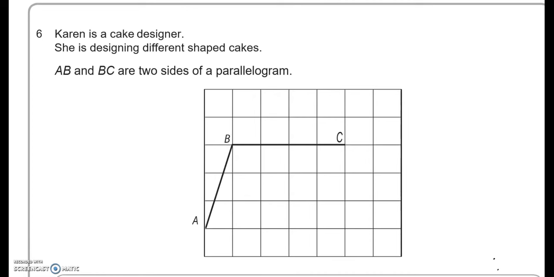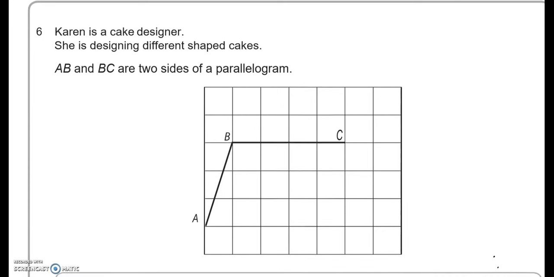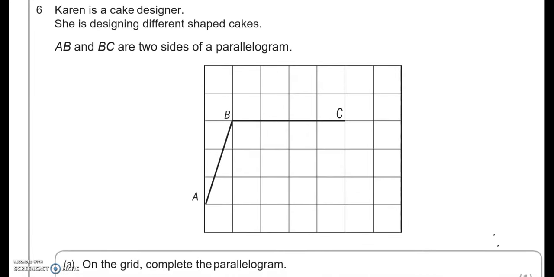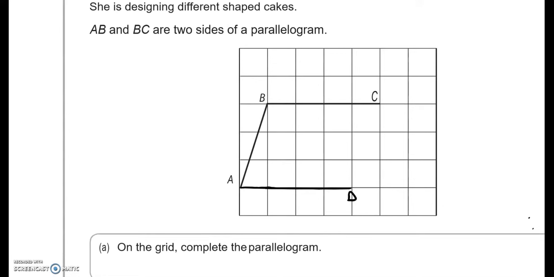Karen is a cake designer. She is designing different shaped cakes. AB and BC are two sides of a parallelogram. On the grid, complete the parallelogram. So I'm going to draw a line horizontally that is parallel with line BC. So I'm going to go 4 squares to the right. And I'm going to call this point D, and I'm going to join points C and D together with a line.